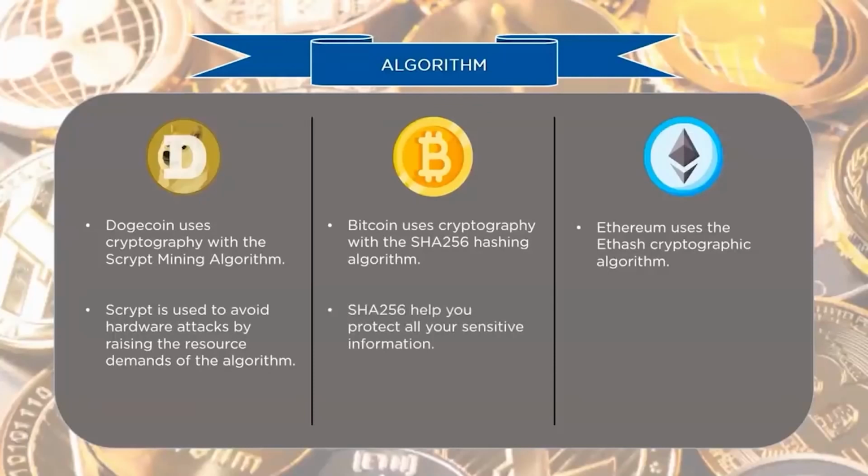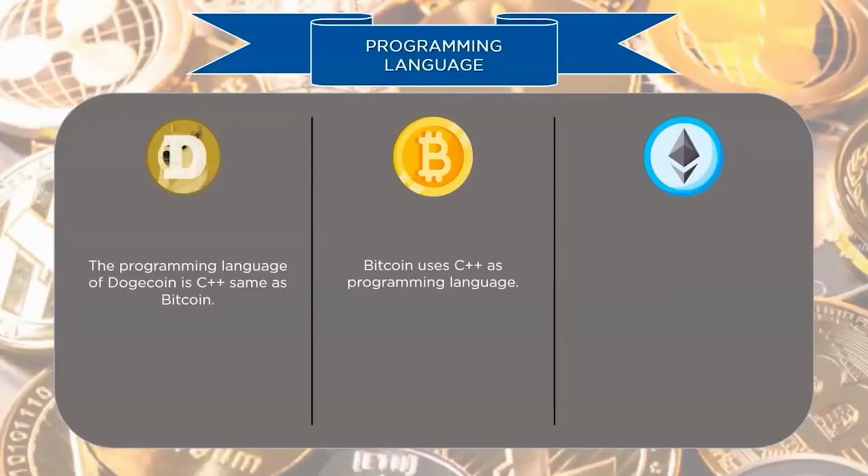Moving on to the following comparison: programming language. Dogecoin is considered to be an altcoin for Bitcoin. Both Dogecoin and Bitcoin use the same programming language, C++. It is a stack-based programming language used to give Bitcoin and Dogecoin software instructions on how to make transactions. On the other side, Ethereum uses Solidity, which is a high-level programming language used by Ethereum for implementing smart contracts.